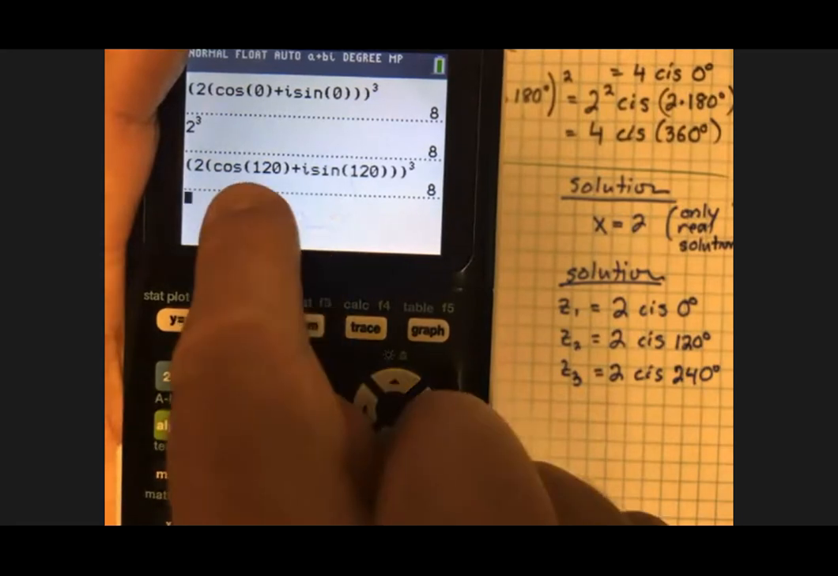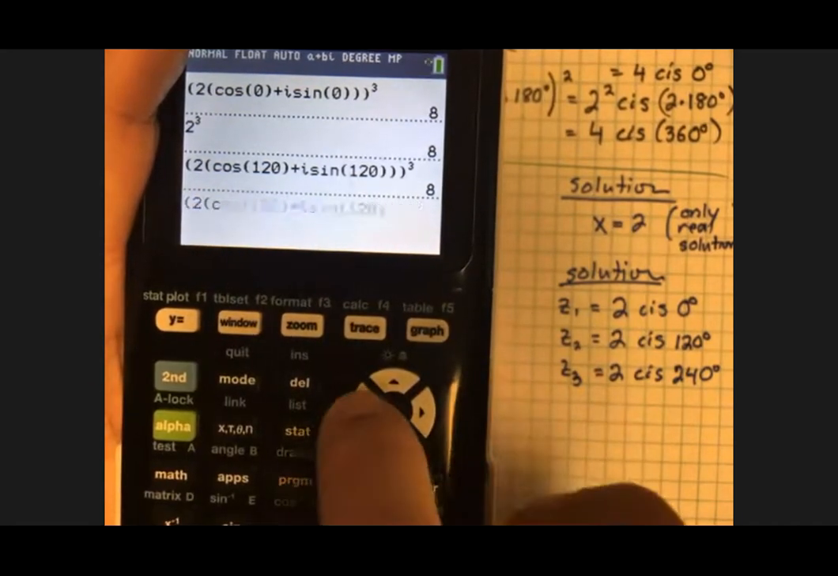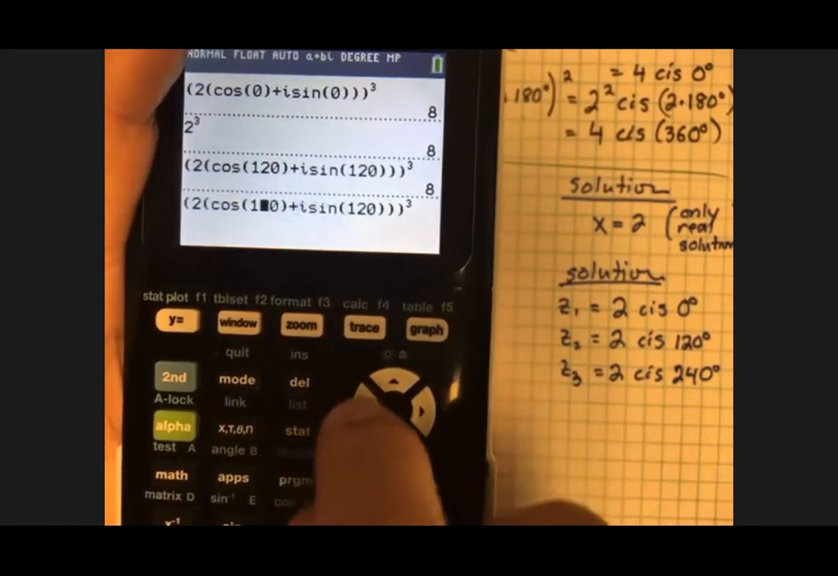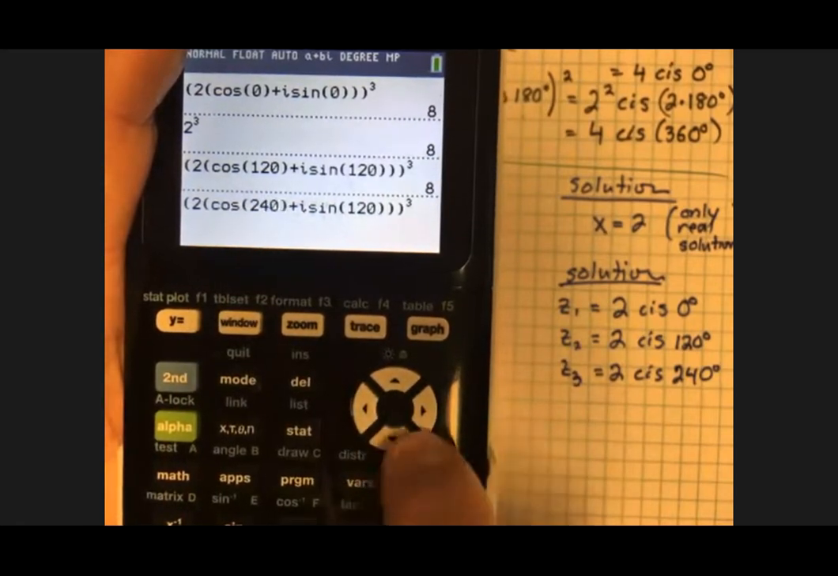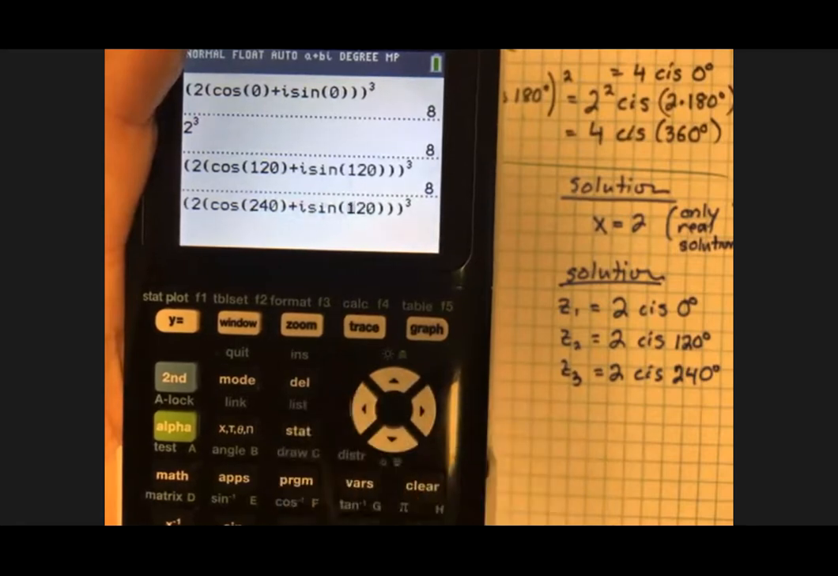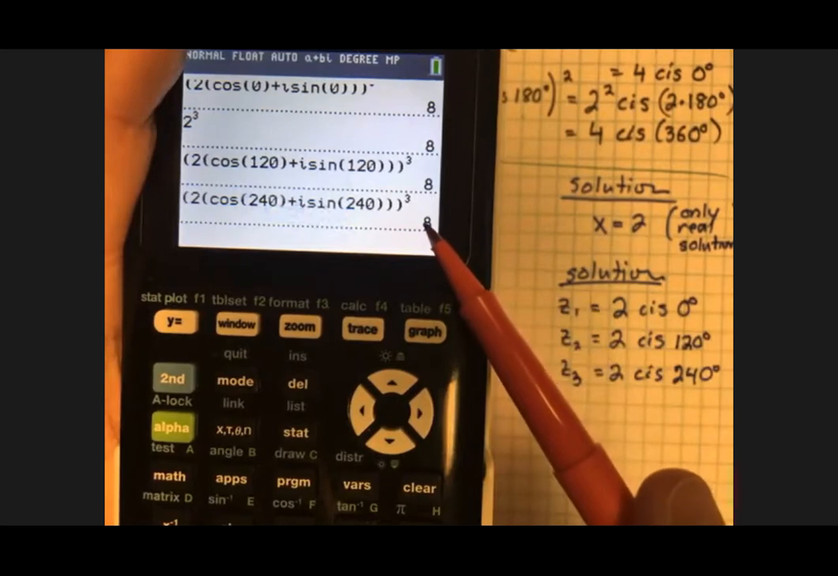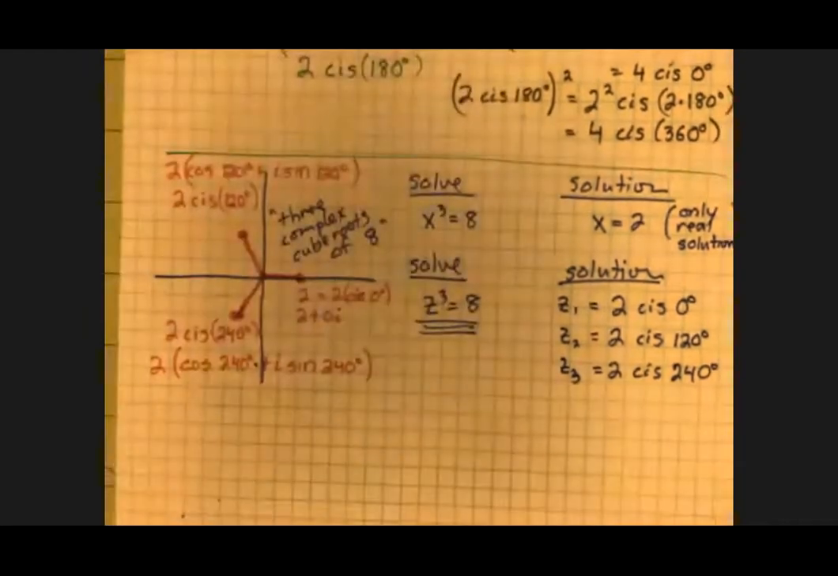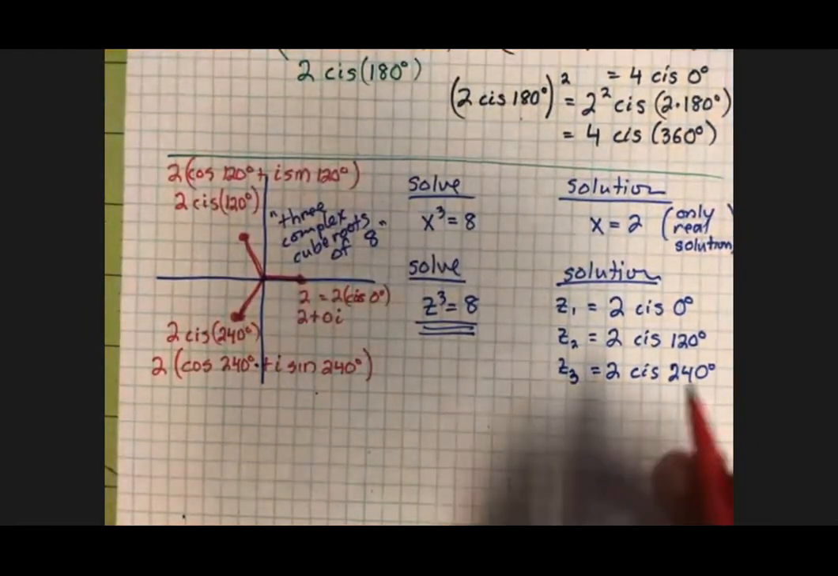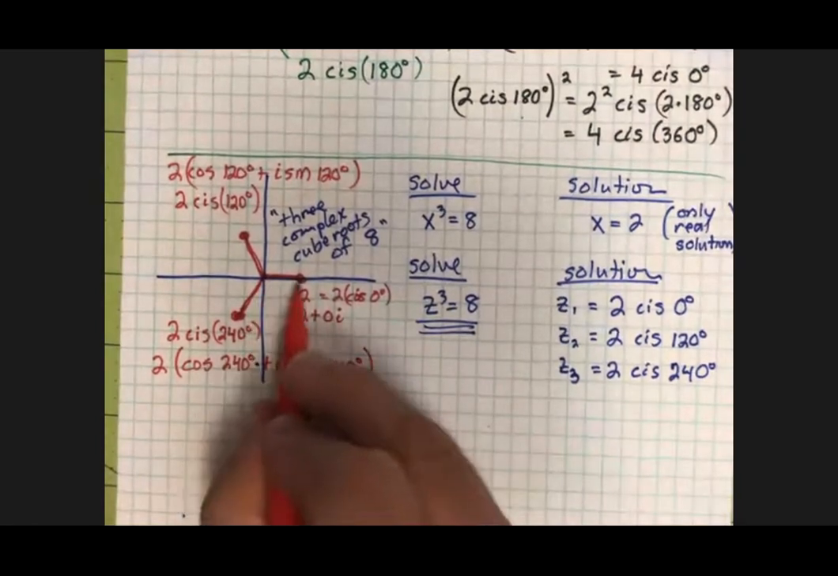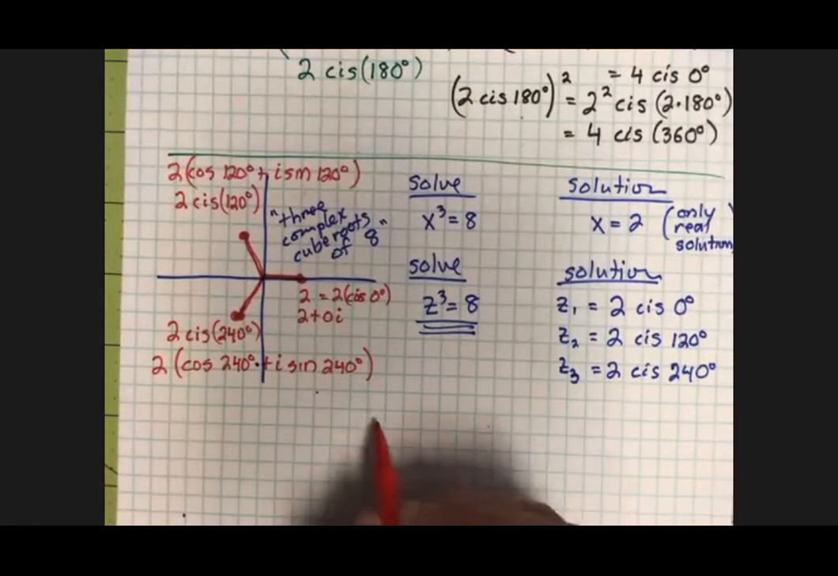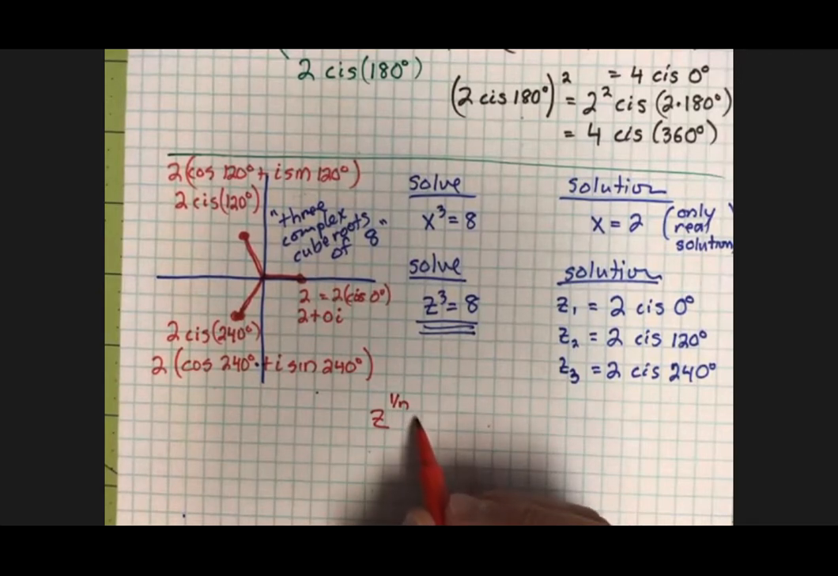Let's do it with 240 in place of 120. I can just write over, 240 has 3 digits, 120 has 3 digits. I'll say 240. The cube is 8. So how can I turn this into a formula? What I did here, visually, it's easy to start with, but how can I turn it into a formula? The z to the 1 over n has n roots.